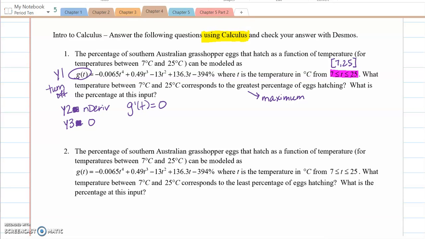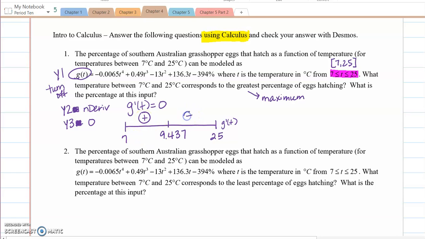So I put all of those equations into my calculator, and I had the calculator solve for me. And my derivative equals 0 at 9.437. And I know that I have to check from 7 to 25. I look at my calculator one more time, and I look at the graph, and it says that my derivative is above the x-axis, so I put a positive mark in my sign chart between these intervals. And then my derivative is negative, it's below the x-axis for the other t values.